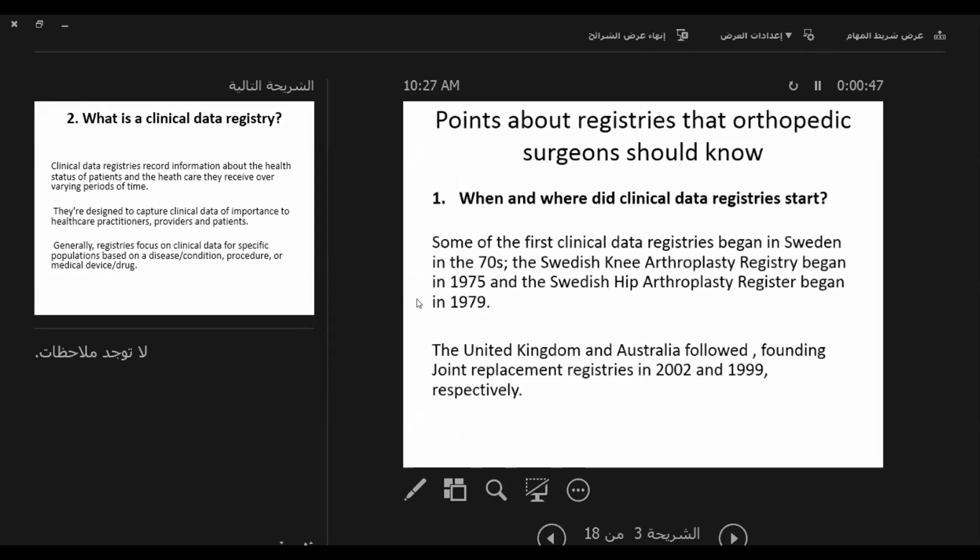Number 1, when and where did clinical data registries start? Some of the first clinical data registries began in Sweden in the 70s, in the form of the Swedish knee arthroplasty registry in 1975 and the hip arthroplasty registry in 1979. And then after that, the United Kingdom and Australia followed, founding their joint replacement registries in 2002 and 1999, respectively.